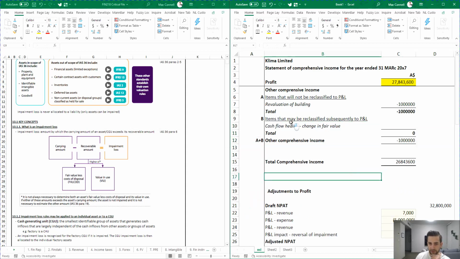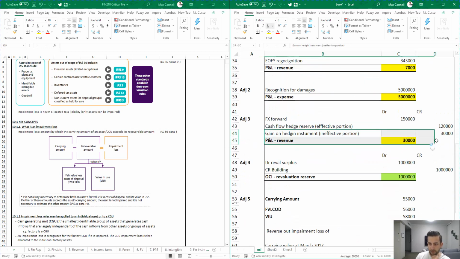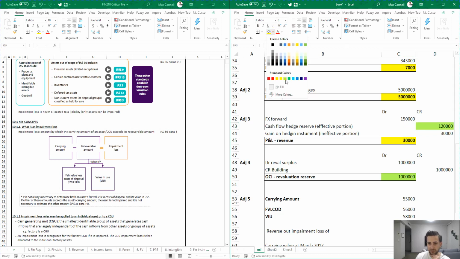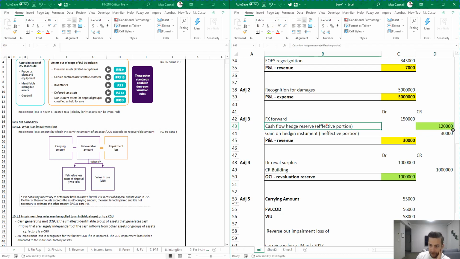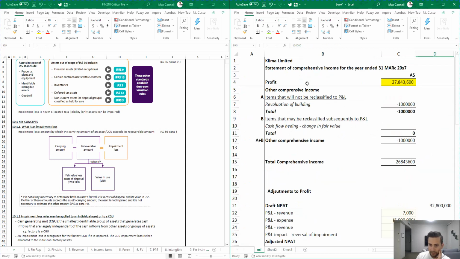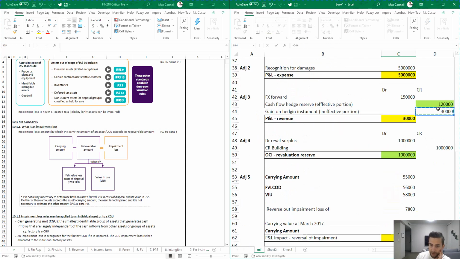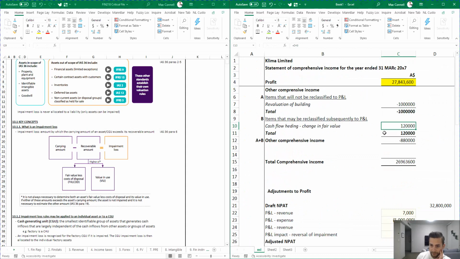So the only one that we did have from here, and delete these ones out as well, is just the cash flow hedging. So whilst the element that we did look at that did hit the P&L, the ineffective portion, we have picked that up, but we haven't picked up this. So just be careful with this. The ineffective portion we need to include in here. So that actually goes through the other comprehensive income. So we want to link this in down here. I'm going to link that in, 120,000.